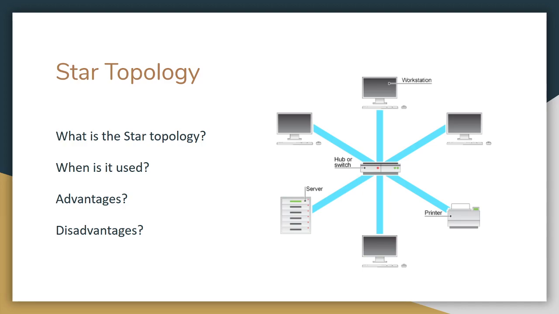Some advantages to using a star topology is that the hub can be upgraded quite easily, and it's quite easy to troubleshoot. On the other hand, though, the performance of the entire network is solely based on the hub or the central node. So if the hub or switch or router is outdated, then you will have some performance issues within the network. And also, if the central node or hub fails, then the entire network fails.